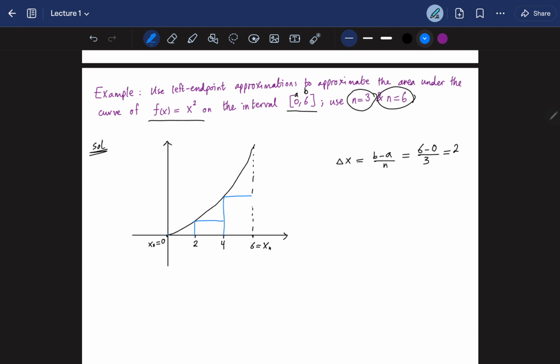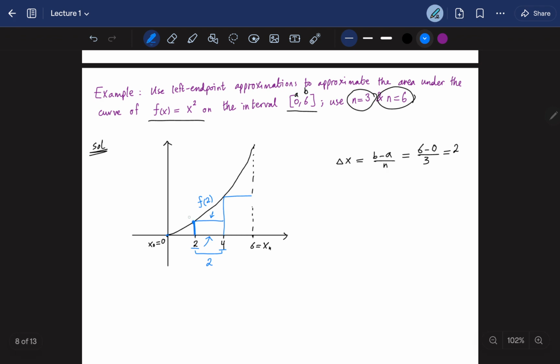Okay, so now for the first rectangle here, I don't have an area. So the area for the first rectangle is just 0. Now the area for the second rectangle, I know that the area of a rectangle is just width times height. So here the width is 4 minus 2, which is 2. Now my height here, we're going to find it using f of either 2 or 4. But since we're doing a left endpoint approximation, we're going to take f of 2. So this is my height.